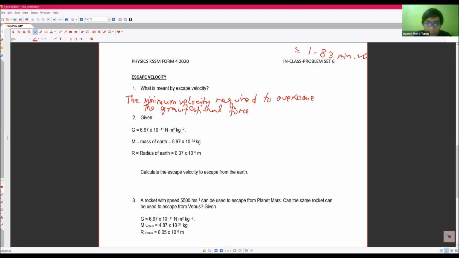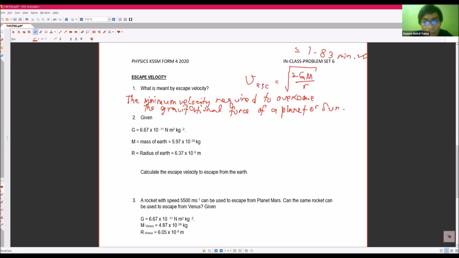The minimum is required to overcome the gravitational force of a planet or sun, in order to move to space, in order to escape to space. Okay, so as we know, the escape velocity has a formula: V_esc equal to the square root of 2GM over r.